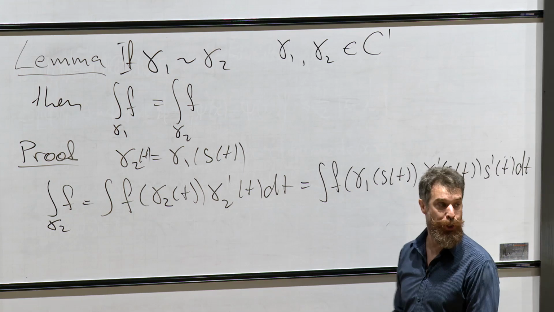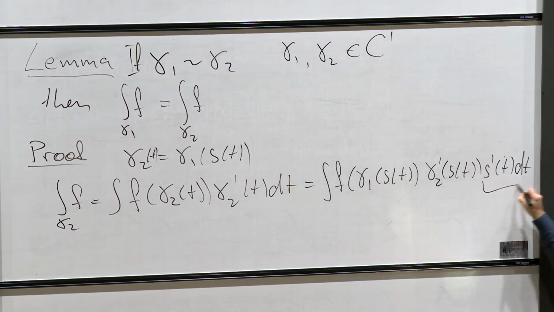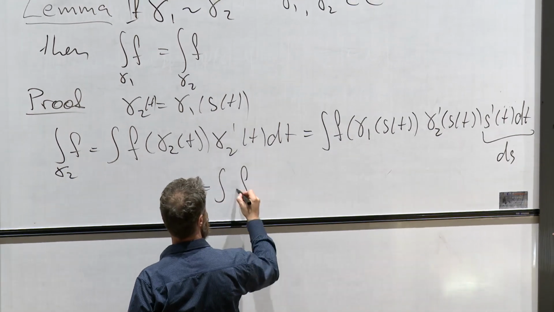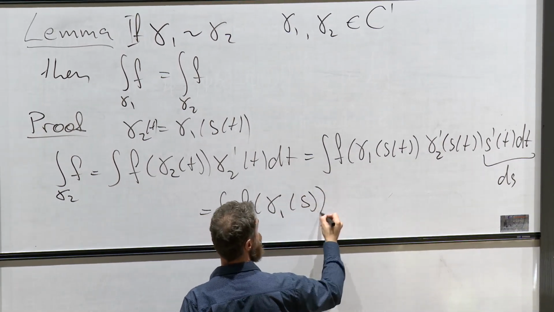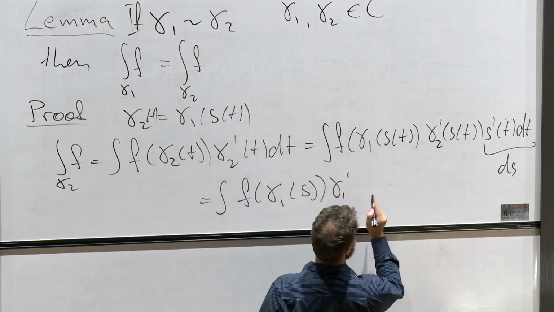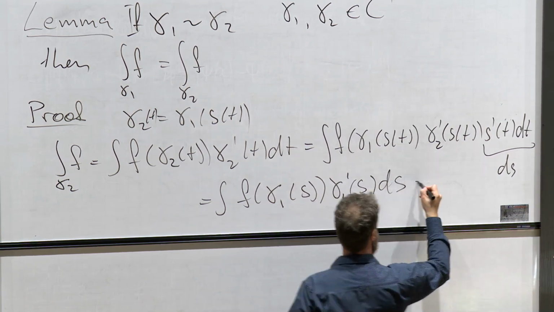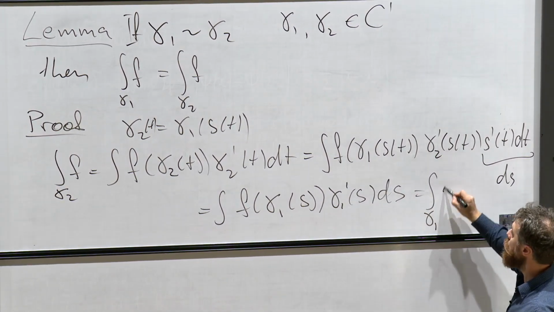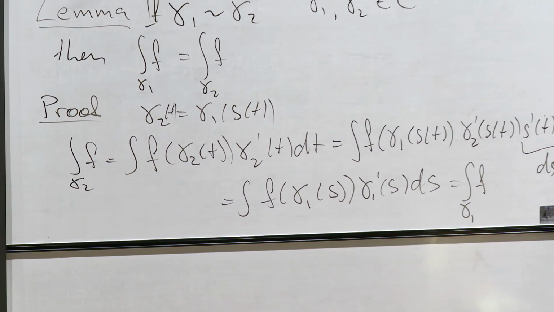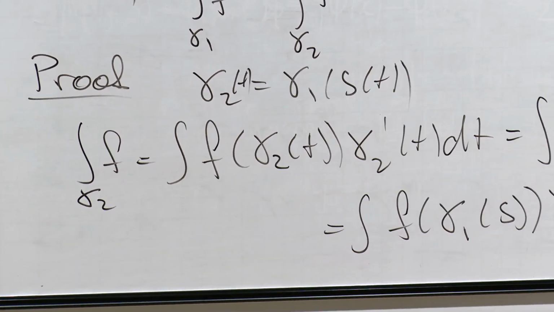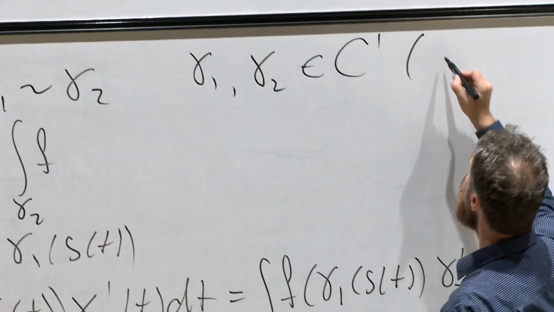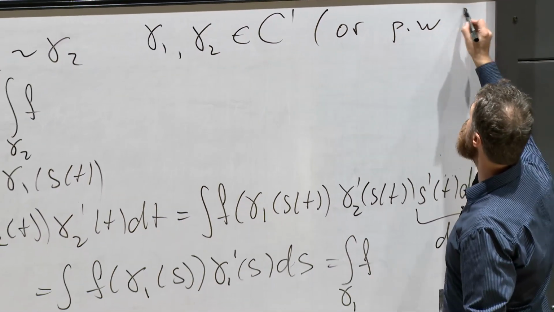And then we introduce new variable s. This is ds. And so we have the integral of f of gamma 1 of s, gamma 1 prime of s ds, and here we are. So it's a very straightforward computation. So this works if it's C1 or piecewise C1.